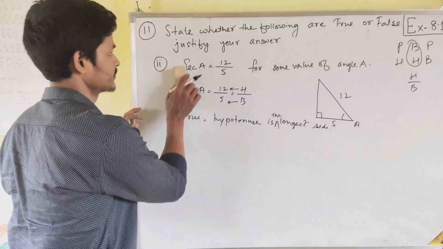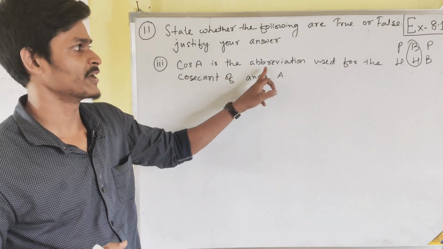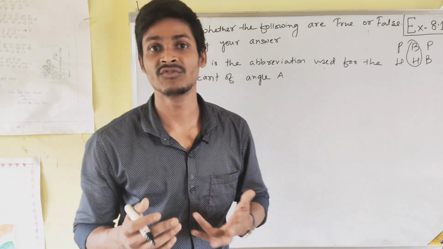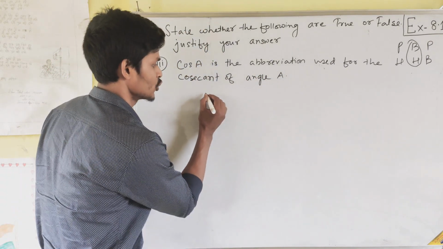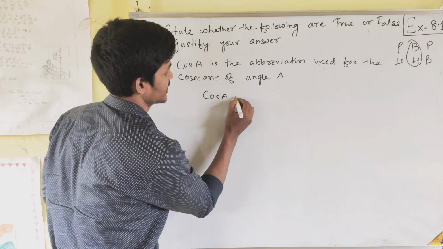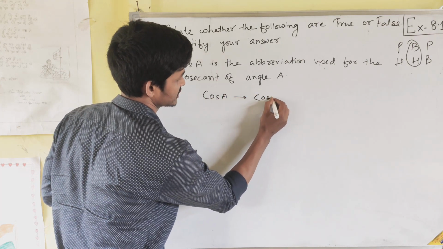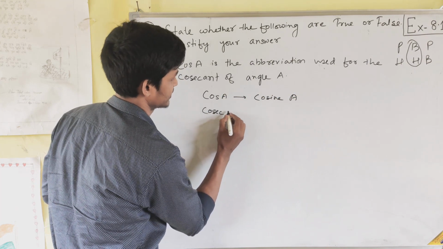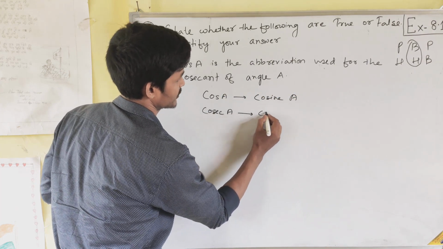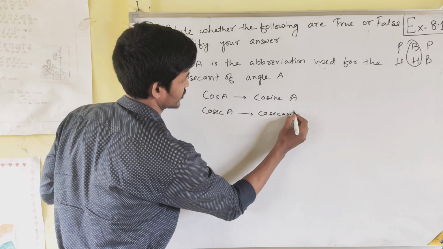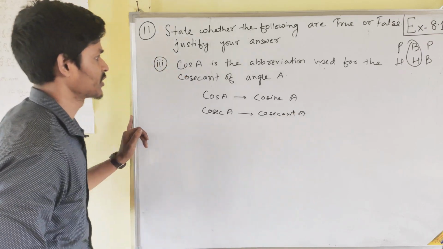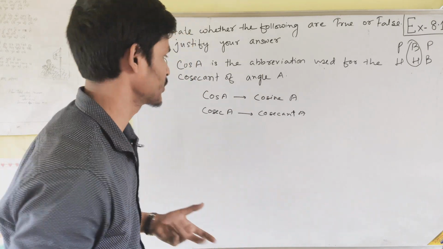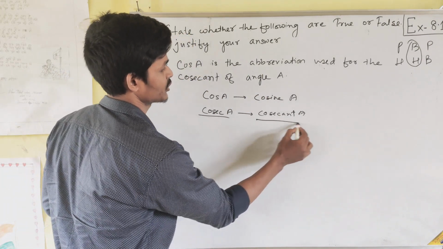Now number 3. The question is: cos A is the abbreviation used for the cosecant of angle A. False. Why? Because cos A is the abbreviation of what? Cosine A, and cosec A is the abbreviation of cosecant A. So the question says cos A is the abbreviation of cosecant A, but this is not true.